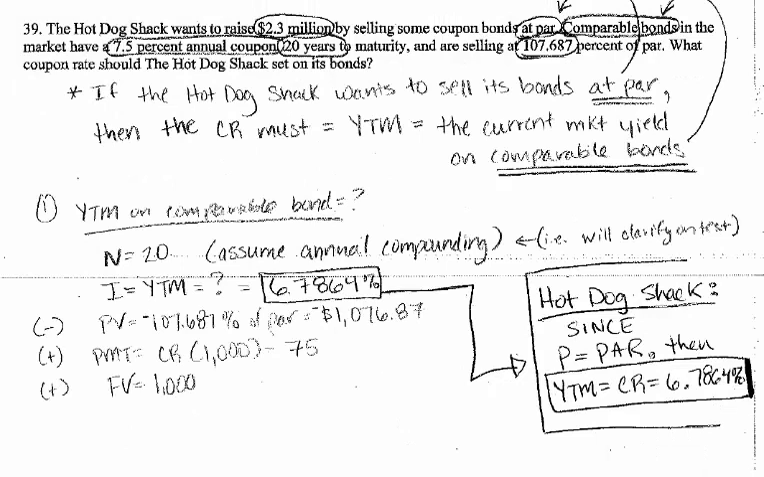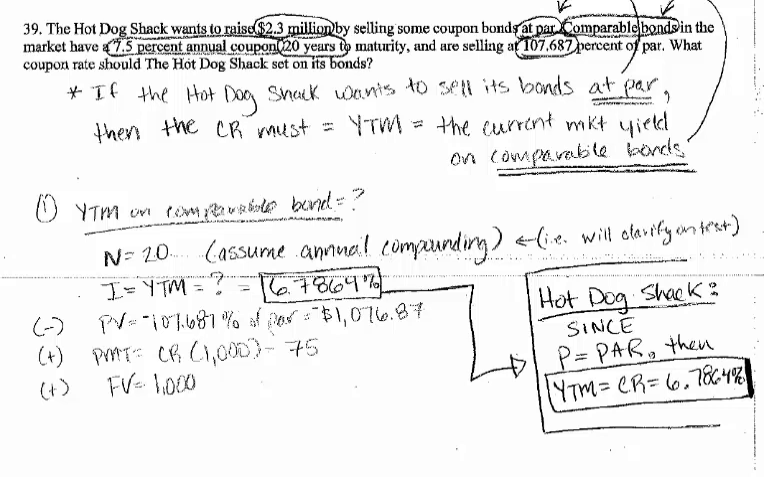All right, let's look at the Hot Dog Shack problem. Okay, Hot Dog Shack wants to raise $2.3 million by selling some coupon bonds at par. So if it wants to sell them at par, that means that the price of the bond is going to equal par, which only happens if the yield to maturity equals the coupon rate. Okay, now we can find that yield to maturity based off any old comparable bond.